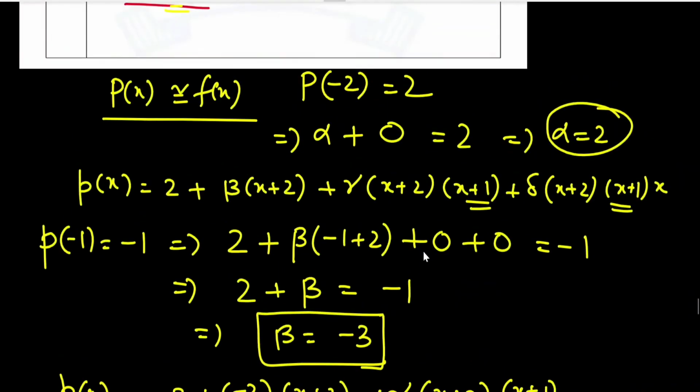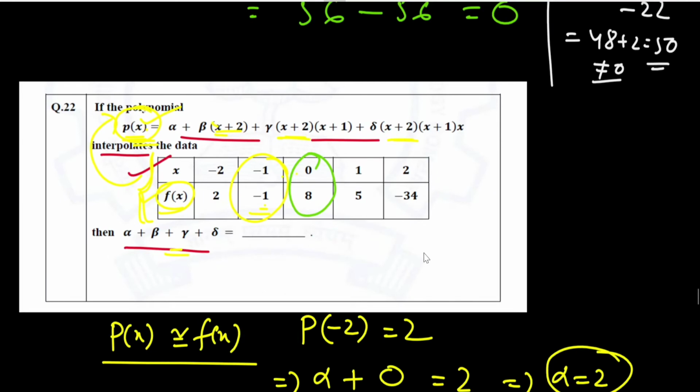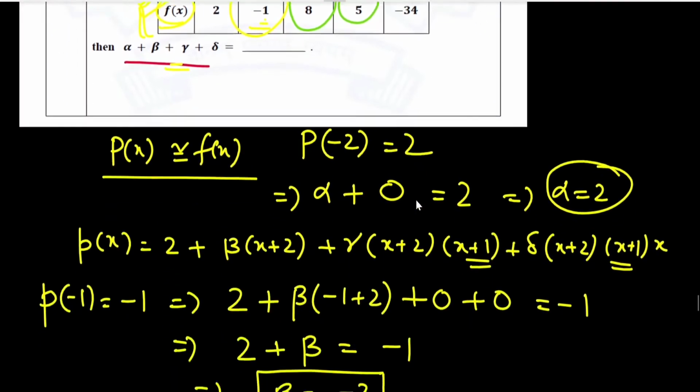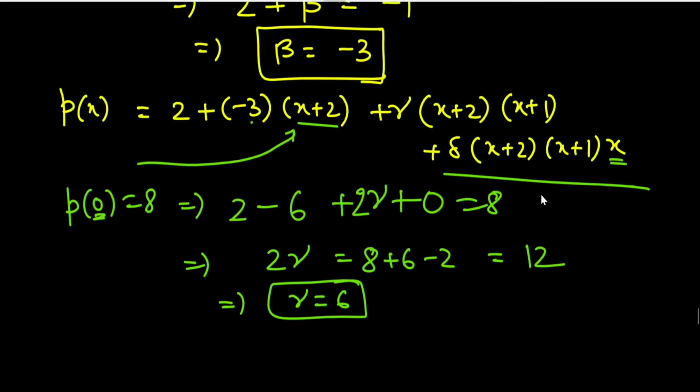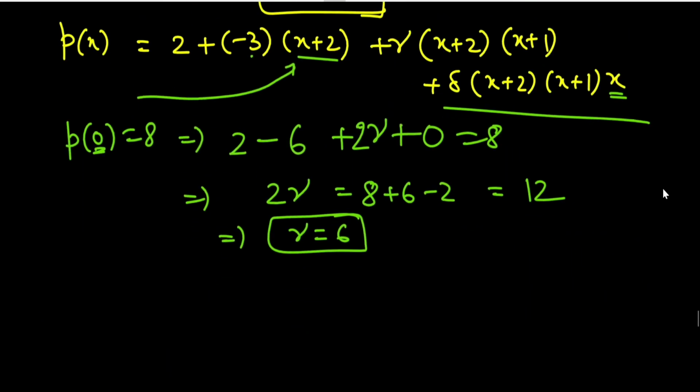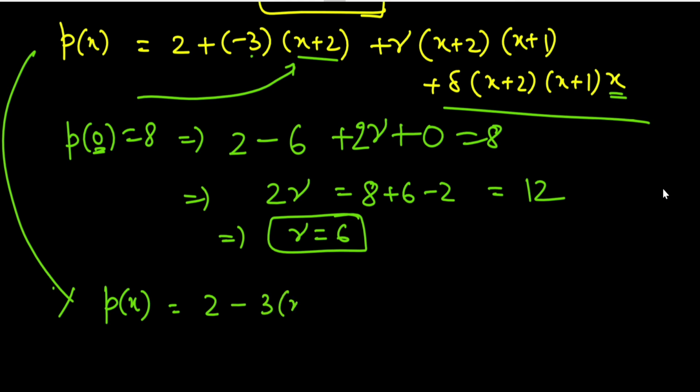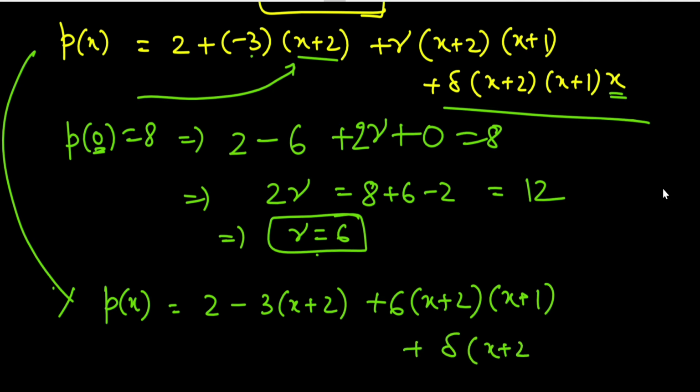Now the only value we have to find is the value of delta, so we use x equal to 1, f x equal to 5. Before that we put the value of gamma in p x, so p x equal to 2 minus 3 into x plus 2 plus 6 into x plus 2 into x plus 1, the value of gamma put here, plus delta into x plus 2 into x plus 1 into x.